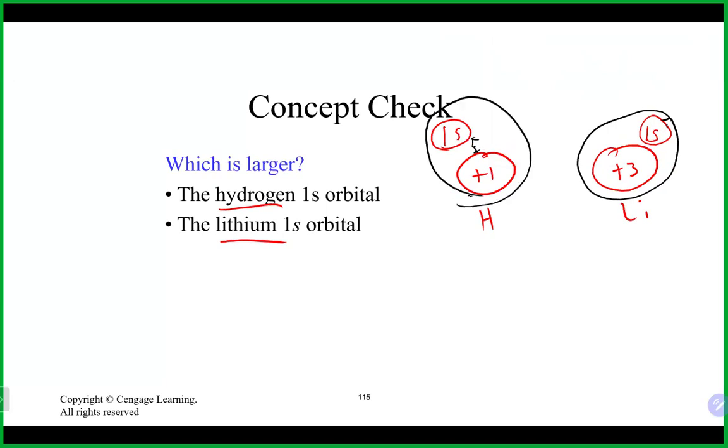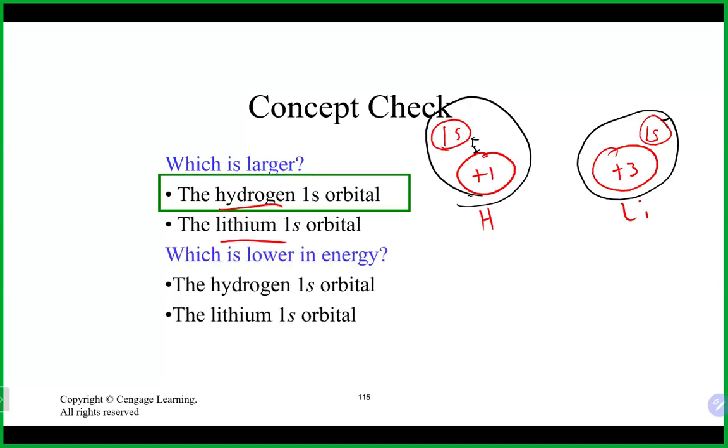So it's going to be a little bit bigger because it won't pull that 1s orbital in so closely. In this case, the hydrogen one will actually be larger because of the less of a pull from the nucleus. Any questions on that? With that being said, which one should be lower in energy?